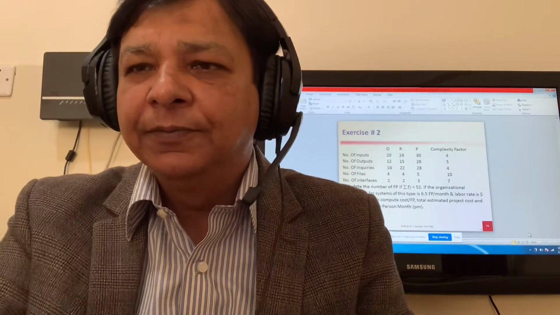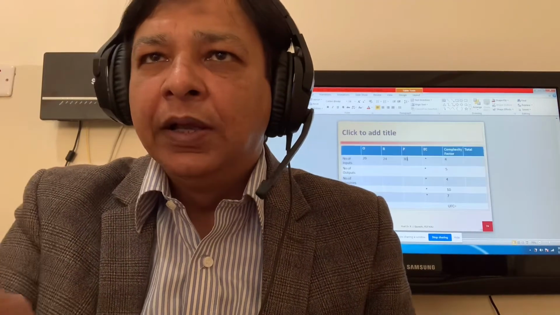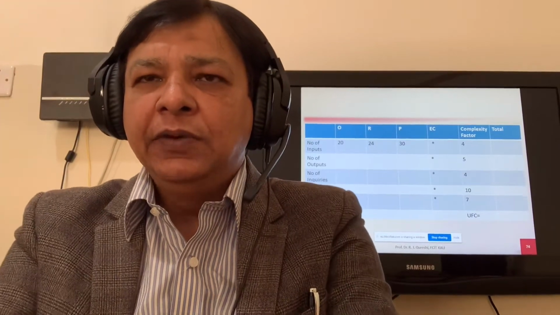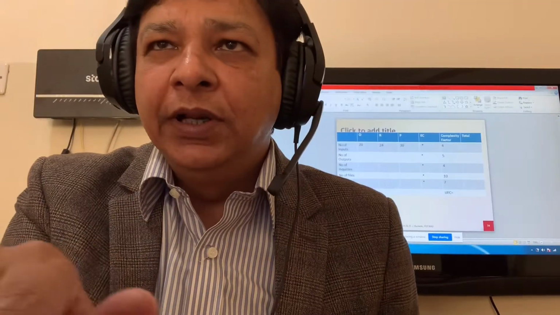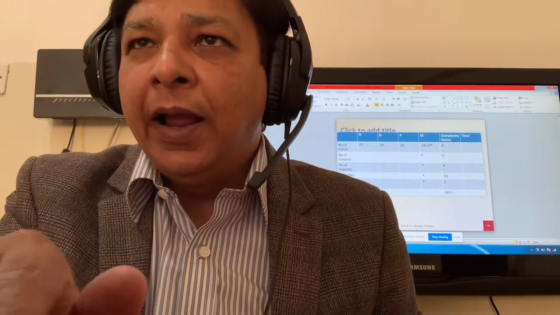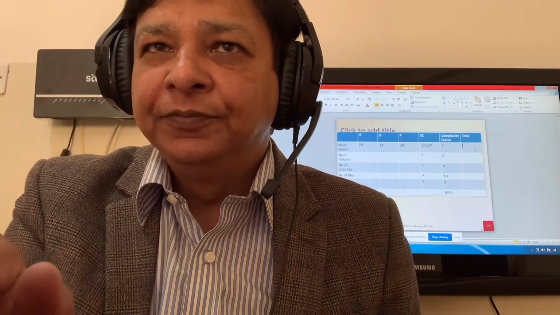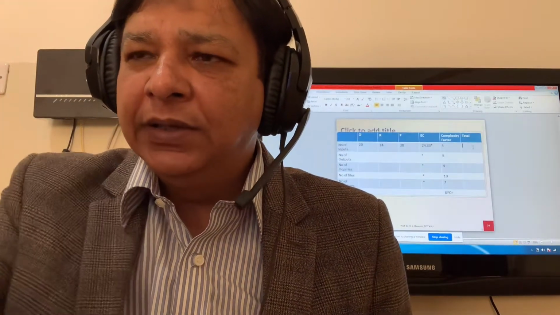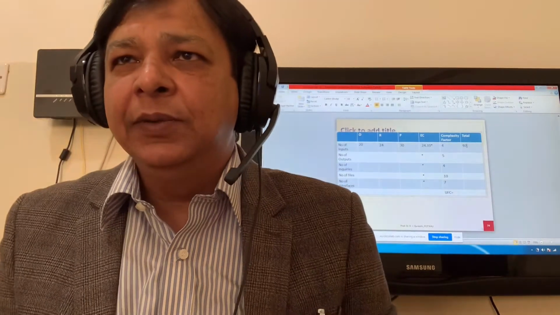So 20, 24, 30. Make a table, 7 rows, 7 columns. Calculate EC: O plus 4 times R plus P, divided by 6. It is 24.33. And then you have complexity factor 4 for inputs. What's the value after multiplying with the complexity factor? 97.33. So we can assume 97 because the value is less than 0.5.